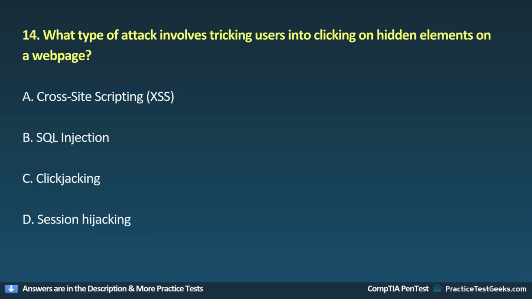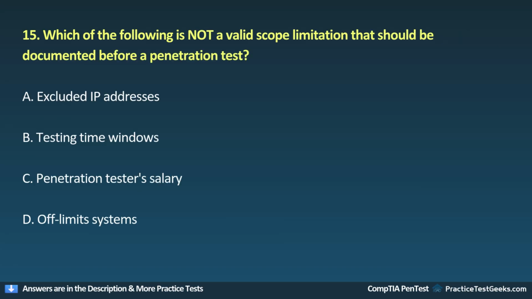14. What type of attack involves tricking users into clicking on hidden elements on a web page? A. Cross-site scripting, XSS. B. SQL injection. C. Clickjacking. D. Session hijacking.